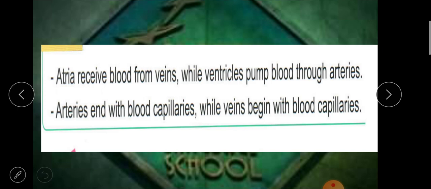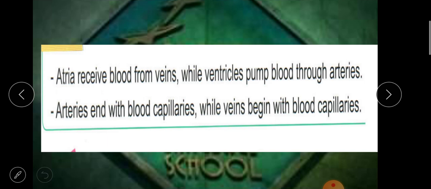The atria receive the blood from the veins, while the ventricles pump the blood through the arteries. The arteries end with blood capillaries, while the veins begin with blood capillaries. So the veins give the blood to the atrium, and the ventricle gives the blood to the arteries.